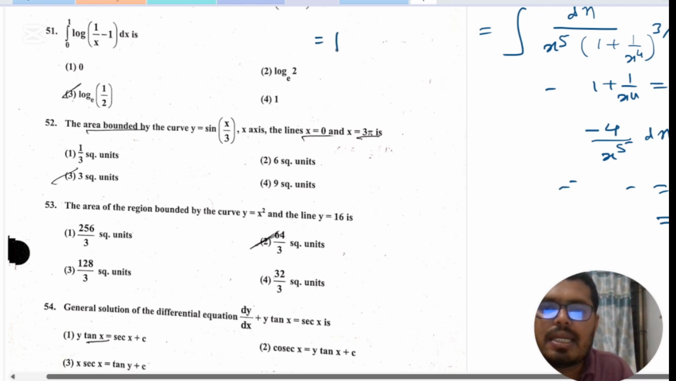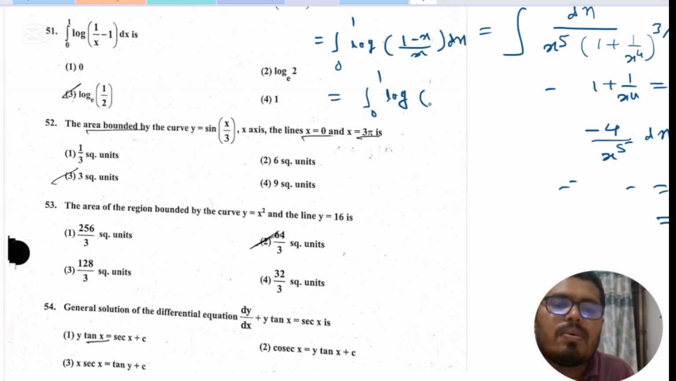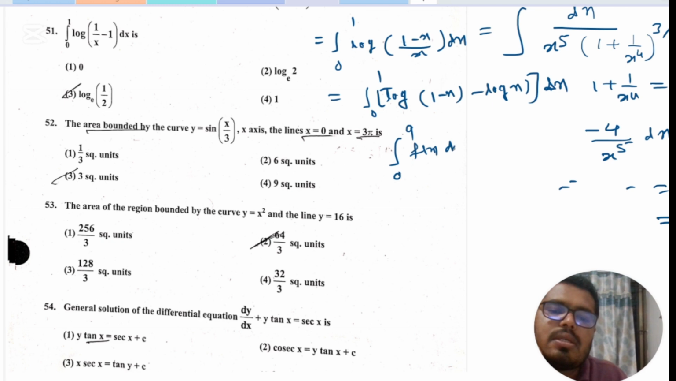Question number 51: the integration from 0 to 1 of log of (1/x minus 1) can be written as log of (1 minus x) divided by x, dx. That is equal to the integration from 0 to 1 of log 1 minus x minus log x, dx. Then we use the property that the integration from 0 to a of f(x) dx is also equal to the integration from 0 to a of f(a minus x) dx.